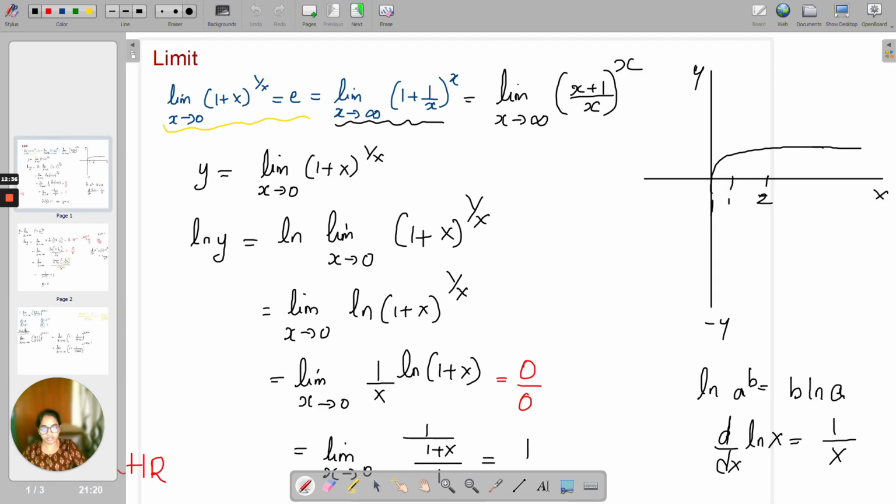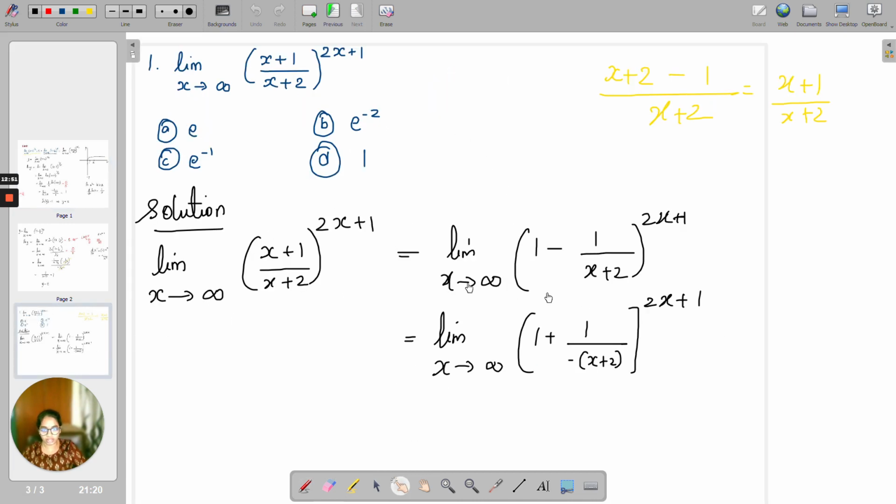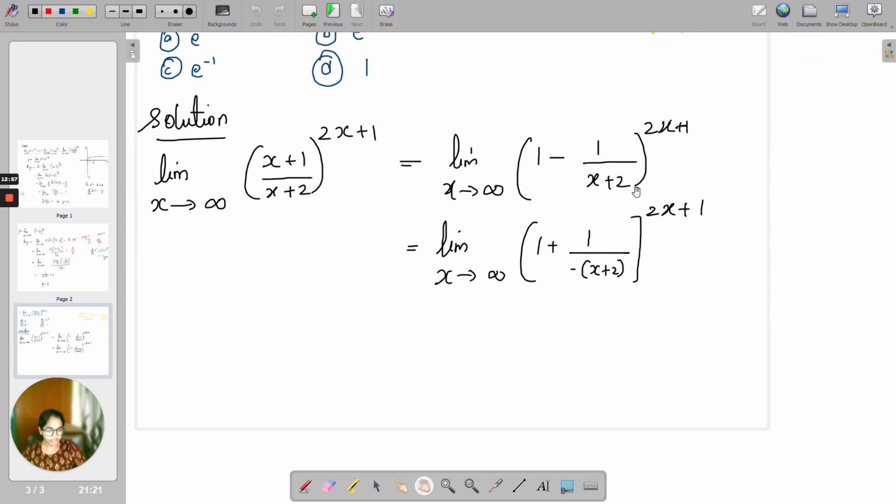So let me observe this formula. Yes, it is 1 plus 1 divided by x to the power x. So this x and this must be same. Agree? This x and this x. So here we have minus x plus 2. Yes. So let me multiply and divide minus x plus 2 in the power.